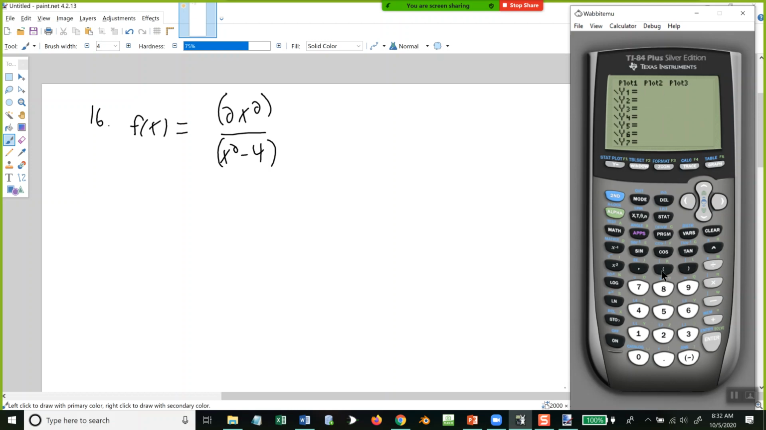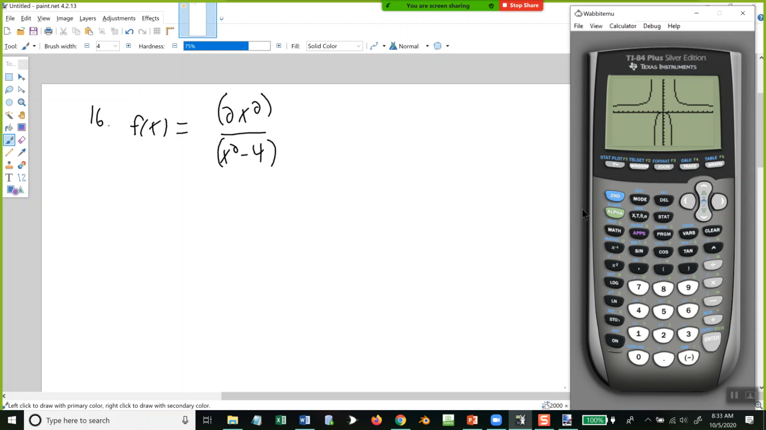Okay, so I got beginning parentheses, 2x squared, closing parentheses, divided by beginning parentheses, x squared minus 4. Then I press graph. And that'd be our answer.